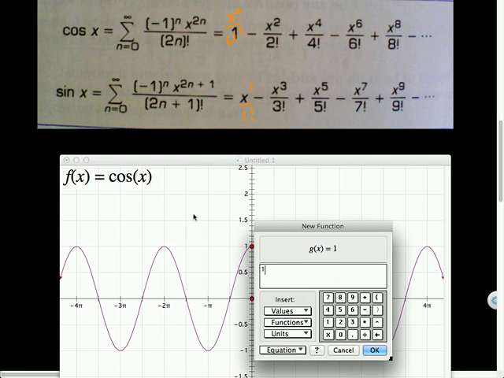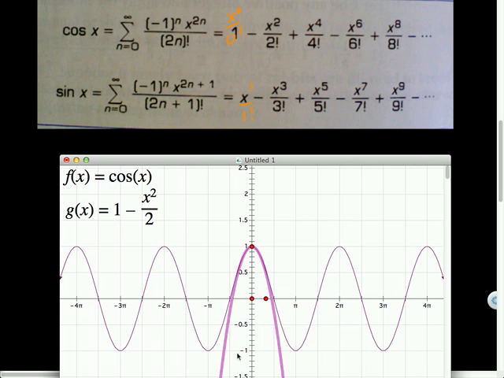Let's graph 1 minus x squared over 2 factorial, which is just 2. And let me graph that. So that's not a very good estimate. It looks like it's a pretty good estimate for values really close to 0, right? It's pretty close. But then clearly if I plug in 3 pi, I'm going to get a way negative number, and it's not going to be a very good estimate.